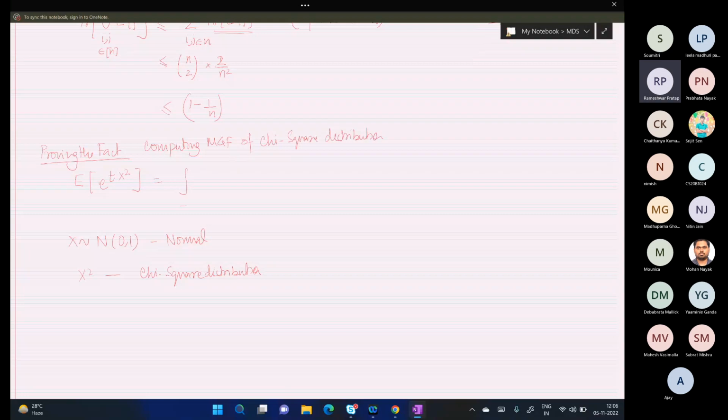So this is what? This is e raised to power tx square into the normal distribution, which is 1 by root 2 pi e raised to power minus x square by 2 dx. So essentially, we need to calculate this integration, and that's the only technical part. E raised to power minus (1 minus 2t upon 2) x square dx.